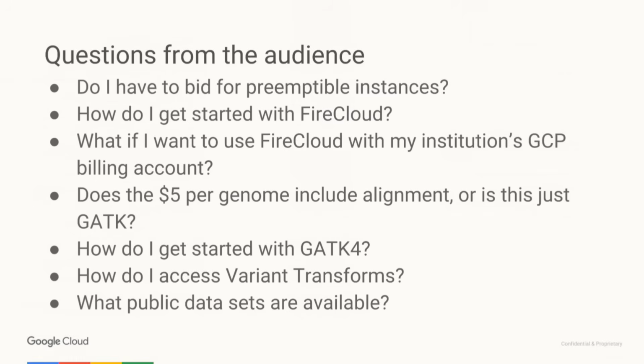Does the $5 genome include alignment, or is this just GATK? Great question. So the answer is yes. So $5 gets you, yes, that's FastQ to VCF. It's the quality metrics, so it's alignment and variant calling. It's really exciting. While we're talking about secondary analysis, there's so much innovation happening in this field, especially from a cost perspective. We see GATK. It is really funny to think that it was really just a couple of years ago that it was 9 to 10 times more expensive, and now we're talking about it.